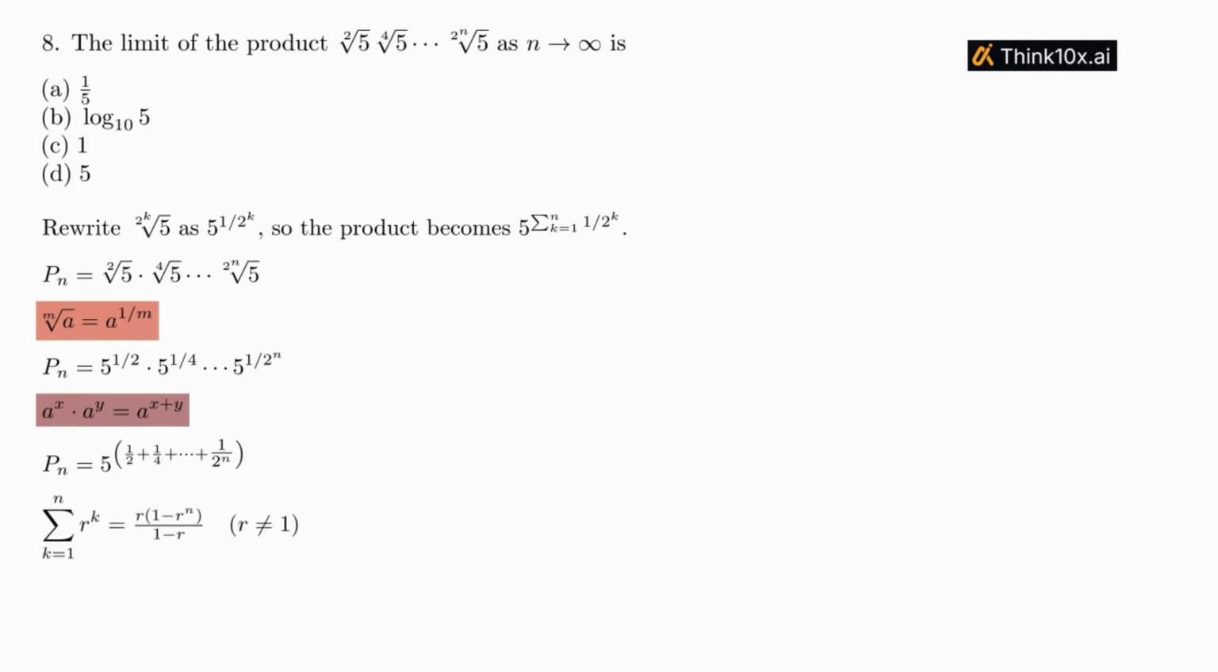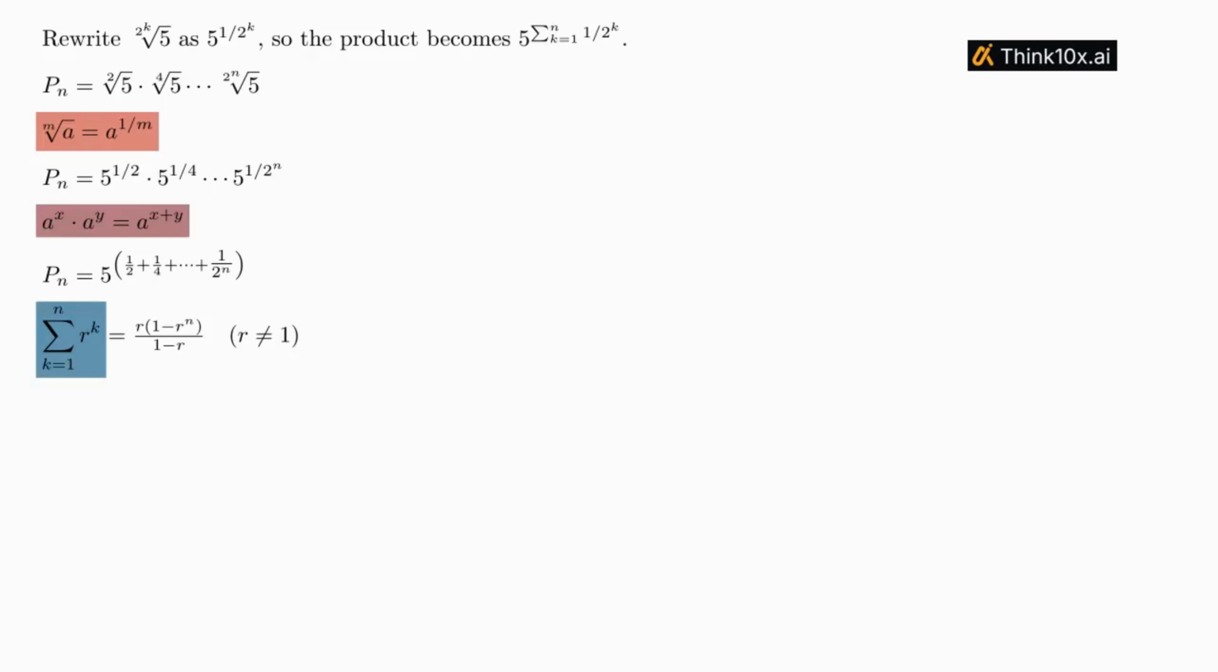Now our job is to evaluate that exponent sum, which is a geometric series. We use the finite geometric series formula because it gives the exact sum of the first n terms, and then we can take the limit. Our exponent is a geometric series, so we will sum it using this formula. Here the ratio is 1/2, since each term is half the previous one. Substituting r equals 1/2 into the formula and simplifying gives a very clean result for the sum.